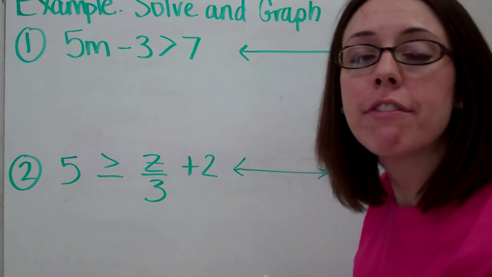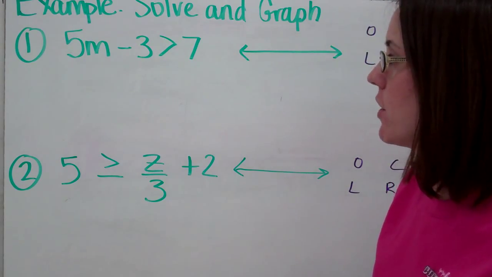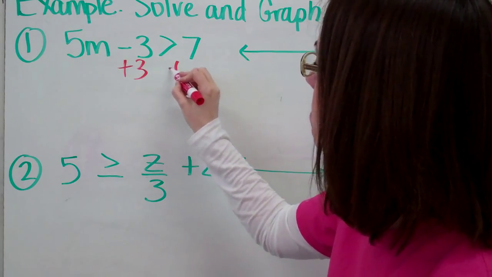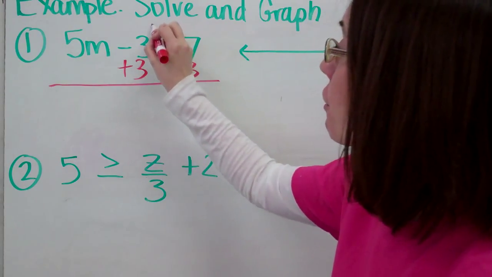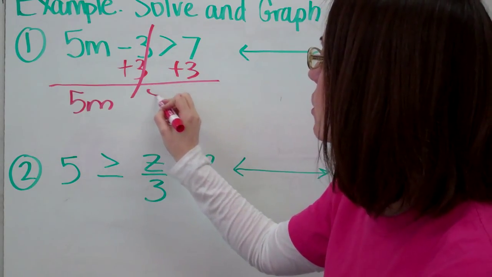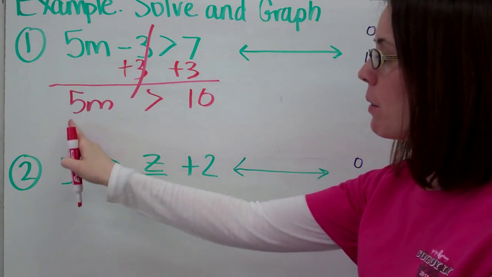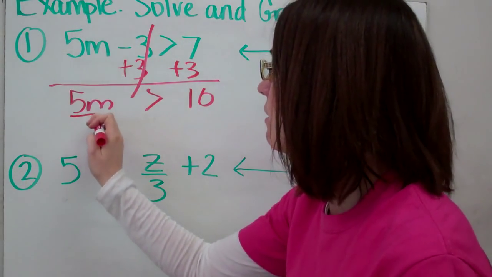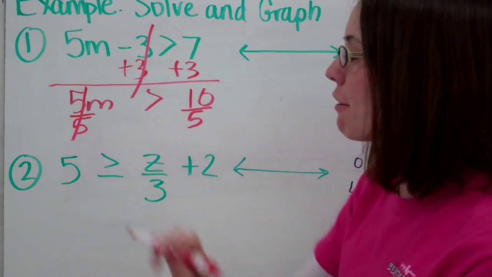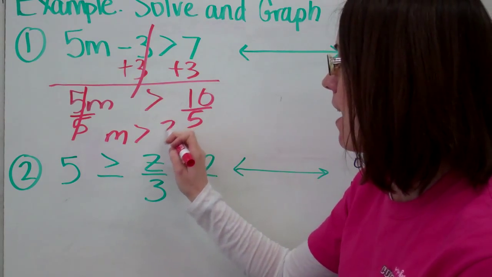We're going to solve and graph these two-step inequalities. Remember, always undo addition or subtraction first. How do we undo a minus 3? We add 3 to both sides. Your 3's cancel. Bring down your 5m. It's greater than, what is 7 plus 3? 10. How do I get rid of 5 times m? Divide by 5, the inverse operation on both sides. Your 5's cancel and you're left with m is greater than 10 divided by 5 is 2.